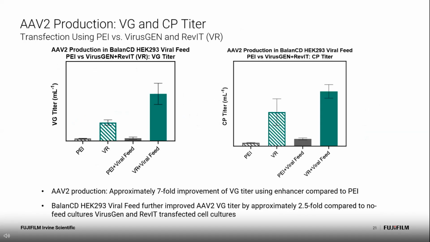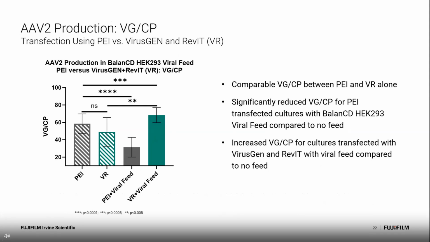As to the viral genome titer and capsid titer, there's quite an interesting result for VG over CP. PEI and VR transfected cells showed similar VG over CP. The addition of viral feed reduced VG over CP of AAV2 produced by cells transfected with PEI, but increased VG over CP produced by cells transfected with VR. Therefore, the combination of transfection reagent Viafect and enhancer Revit would result in better overall AAV2 production in terms of VG titer and VG over CP in this case.